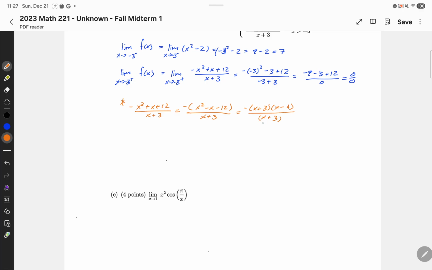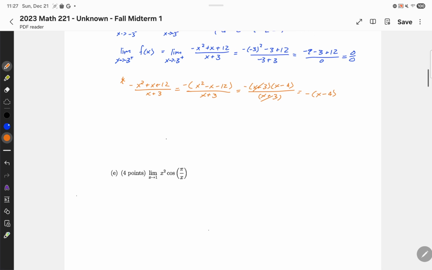And so now these two x plus 3's are going to cancel, and we're left with a minus x minus 4. So now let's go ahead and reevaluate this limit. So we have the limit as x approaches minus 3 from the positive side of what we now know to be, let's put some brackets around this, minus x minus 4. This is going to be equal to minus 3 minus 4, which is going to be equal to a minus negative 7, which is just equal to 7.